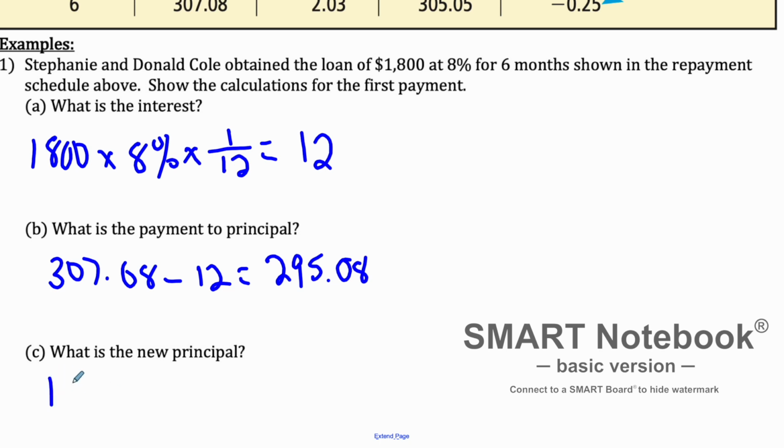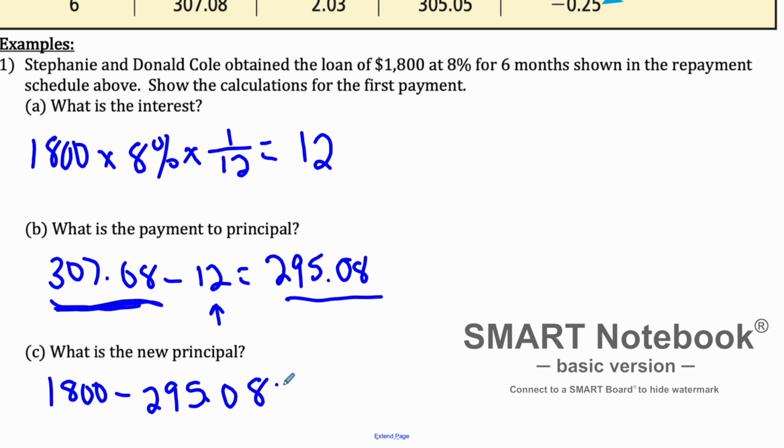So first of all, to find the new principal, we're going to start with the old principal. And then we're going to subtract. Now, you don't want to make the mistake of subtracting off the monthly payment, because your monthly payment doesn't all go to the principal. We had some that was for your interest, and that was $12. So this amount, $295.08, is what's subtracted, because that was the amount going towards your principal. So we need to subtract that from 1,800, and I'm going to do this in the calculator just to make sure that there isn't a mistake in this table.